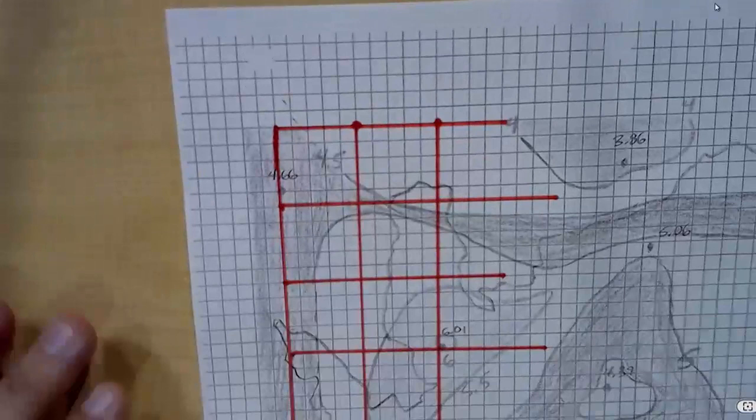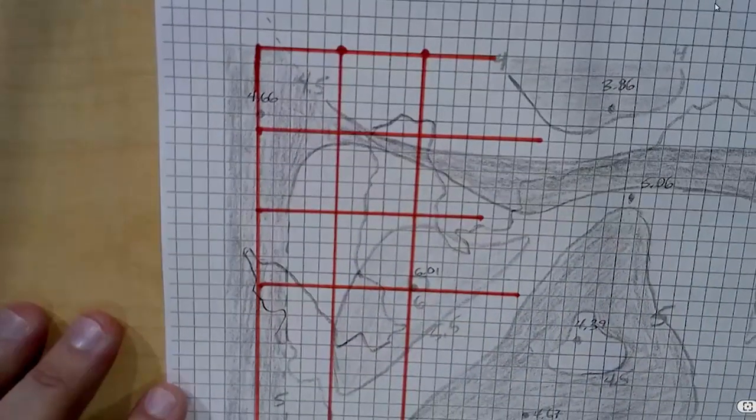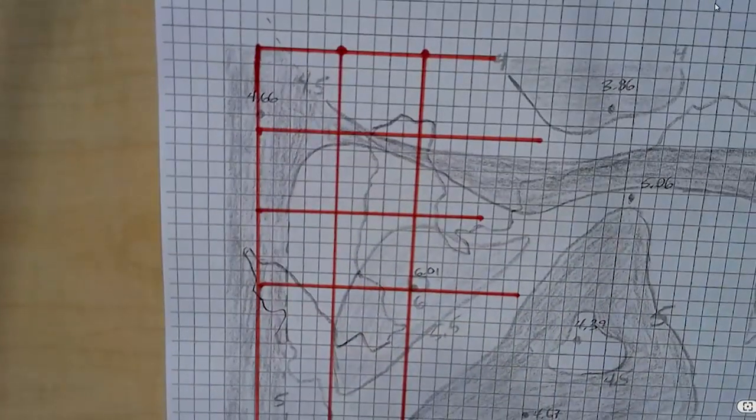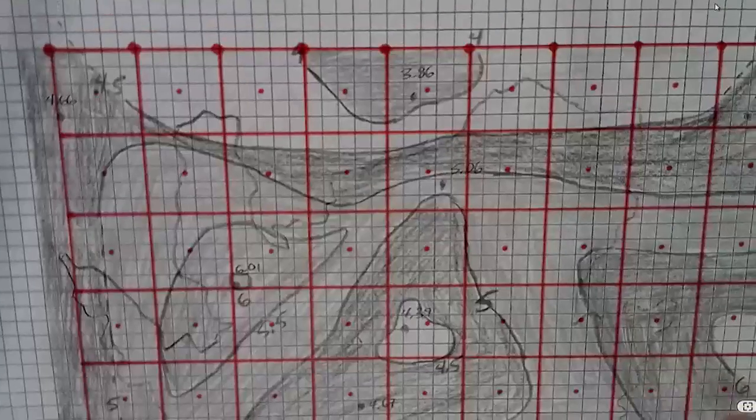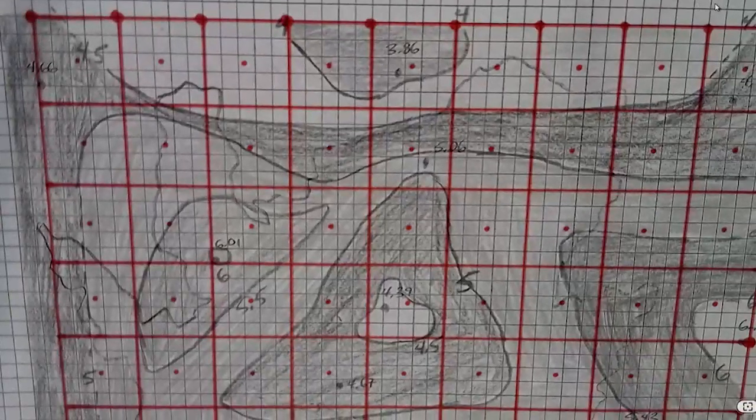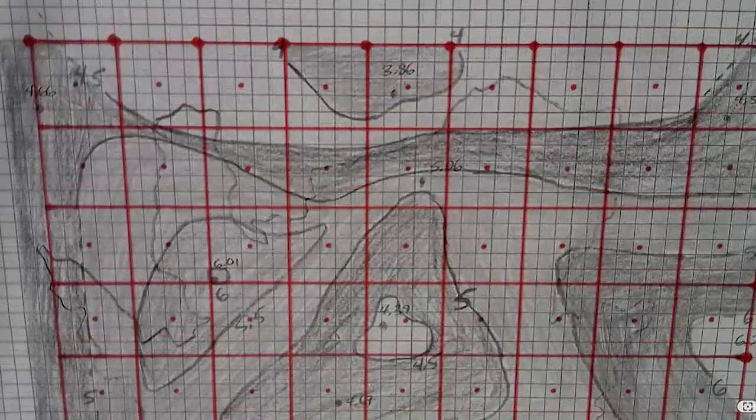And I continue this until I've gridded out the entire piece of paper. I've already completed that here. Okay, so here's an example of the same data. I've gridded this out into 5 by 5 units, and this has determined the resolution of my graph in 5 by 5 units.